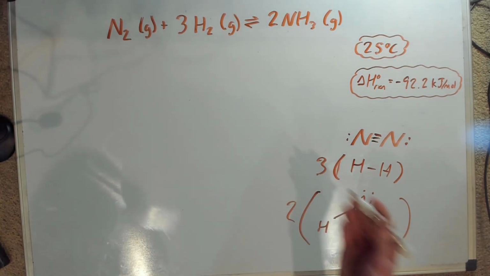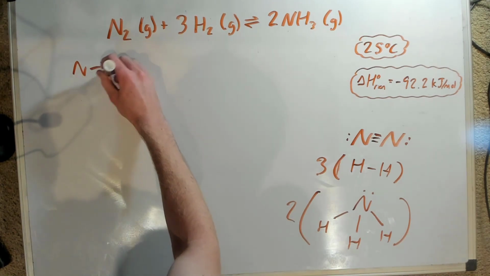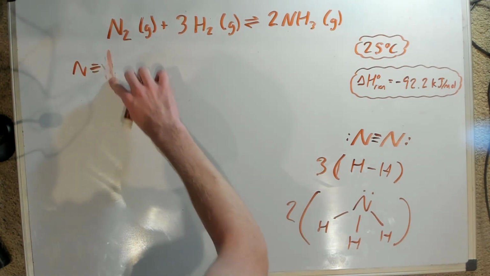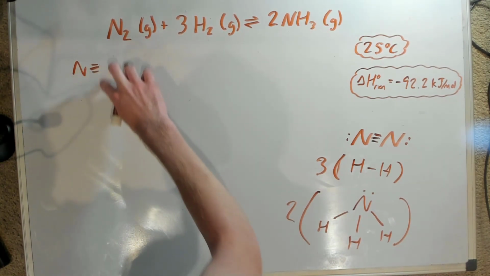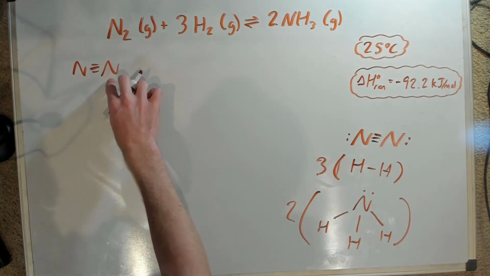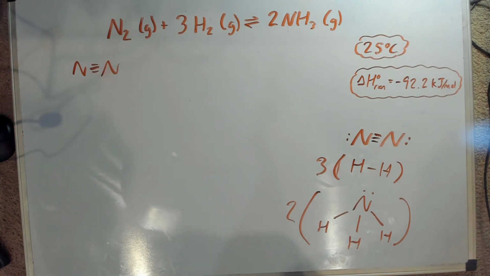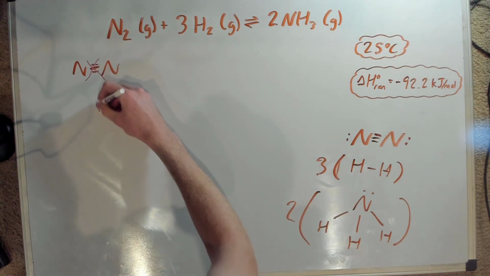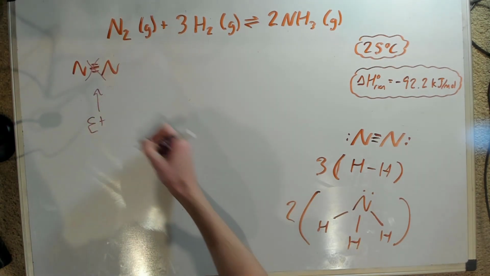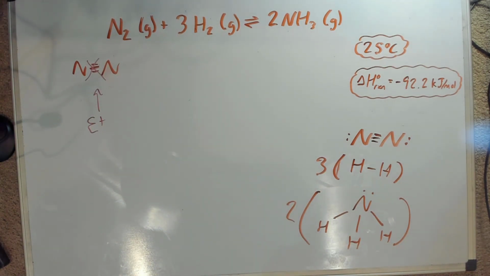So what we do is we say, well, we have an N2. This triple bond of N's gets broken. So that means that's how much energy we have to put in. So that would be positive.